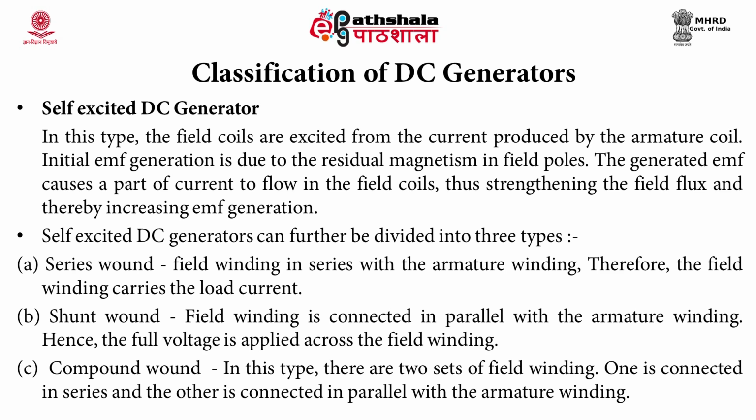A field winding in series with the armature winding comes under the series wound type. Therefore, in this type the field winding carries the load current. In shunt wound, the field winding is connected in parallel with the armature winding. Hence, full voltage is applied across the field winding. In the case of compound wound type, there are two sets of field winding. One is connected in series and the other in parallel with the armature winding.